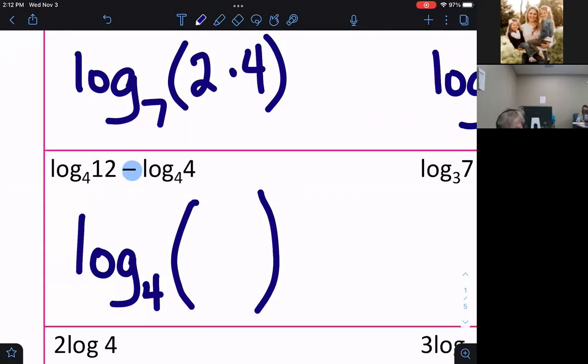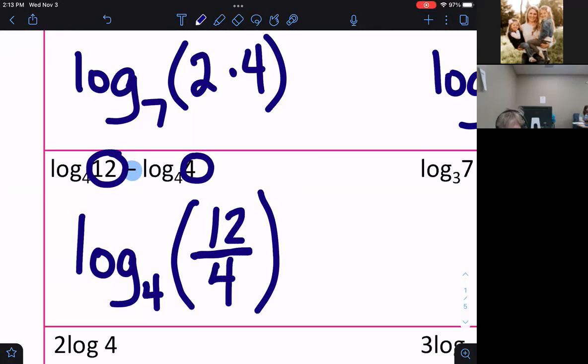When I keep the log and I keep the base, I then am going to use the quotient property because it's subtraction. So I know I'm going to create a fraction in my parentheses. And then the first term is going to go to the numerator. So the 12 goes to the top and the 4 goes to the bottom. And the same thing's true about these as the last problems. You don't need to go ahead and simplify that. You can leave this as your final answer.